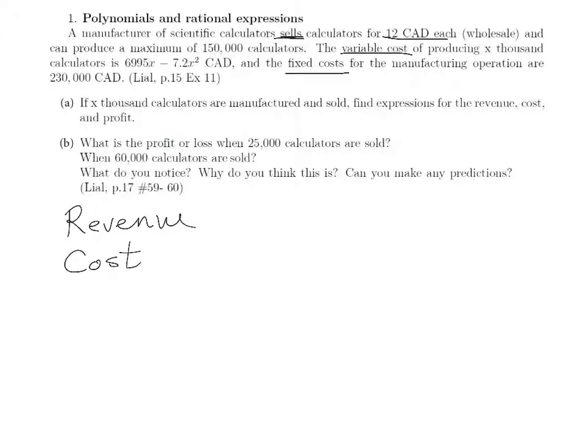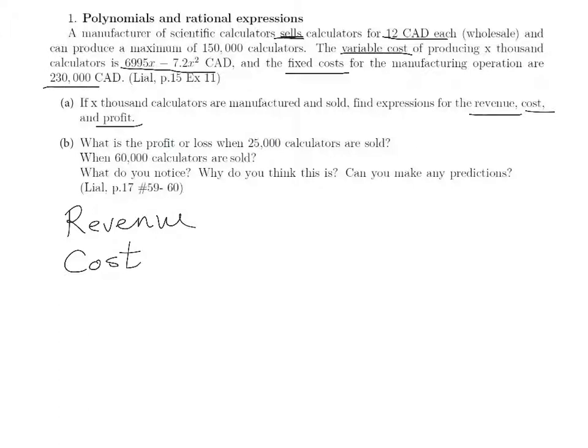And later on in the question, I think, we have: if X thousand calculators are manufactured and sold, find expressions or equations for revenue, cost, and profit. Okay, so let's have a look at what we've got. We've already underlined 12 Canadian dollars, and that's linked to selling, so that's going to be your revenue. We have the variable cost here, and we have the fixed cost here.